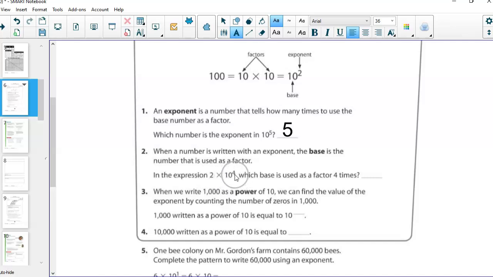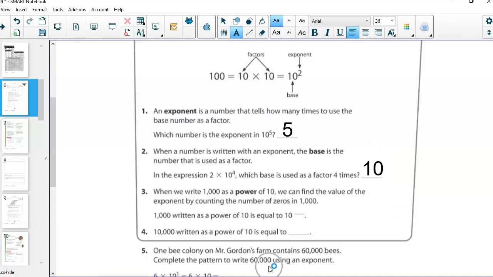We want to focus on this 10 to the 4th. The 4 tells us that we're multiplying this 10 4 times, just like we did here. The 10 was our base number. We multiplied it 2 times. Down here, our 10 is our base number. The 4 tells us to multiply it 4 times. So our base number that's being used as a factor is the number 10.